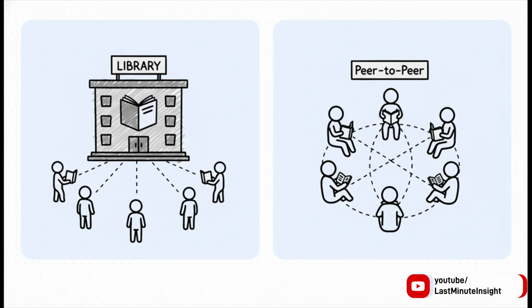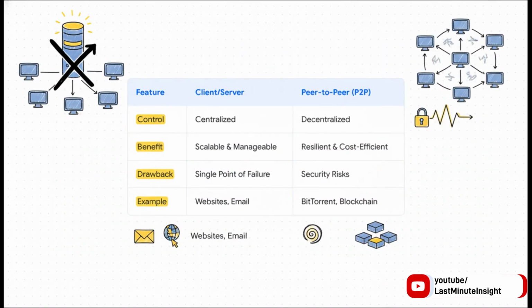Let's try an analogy to make this clearer. The client-server model is like a big public library. You have one central building that holds all the books, and tons of people, the readers, come to it to get what they need. The peer-to-peer model, on the other hand, is more like a book club. Everybody brings their own books, and they just share them directly with each other. No central librarian required.